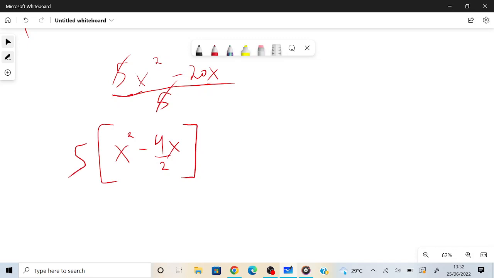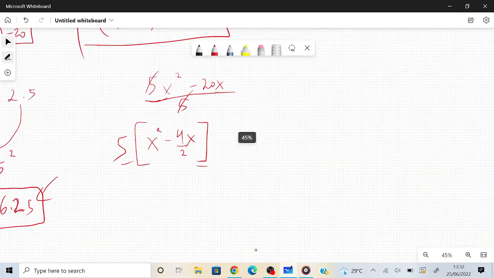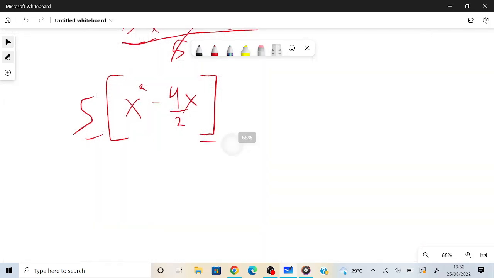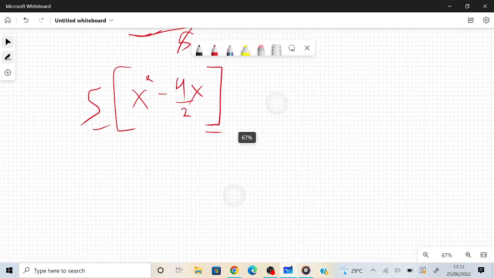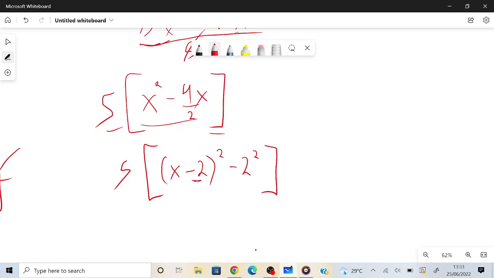Because we originally divided by 5. So I'm going to be using square brackets to represent what's happening inside, and normal brackets to represent what's happening even inside completing the square. So completing the square of what's inside, we will now have 5 square brackets x minus 2 squared minus 2 squared. Why x minus 2? Because minus 4 divided by 2 is minus 2, and why minus 2 squared? Because that's the same number as inside.